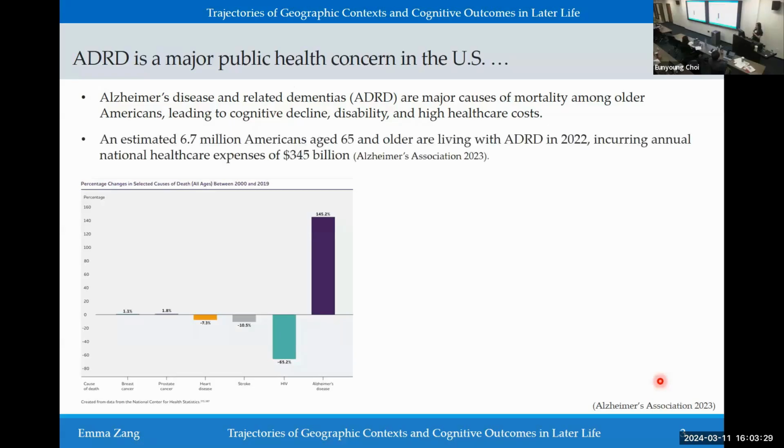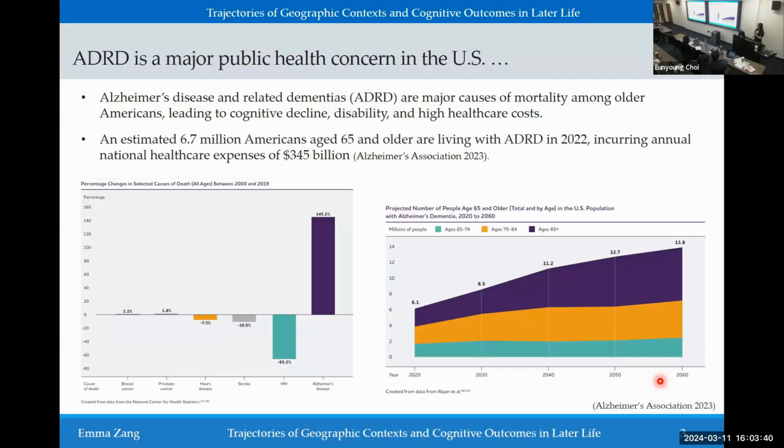An estimated 6.7 million Americans aged 65 and older were living with ADRD in 2022, incurring annual national healthcare expenses of 345 billion. And the number of people living with ADRD is projected to increase to 13.8 million by 2060.